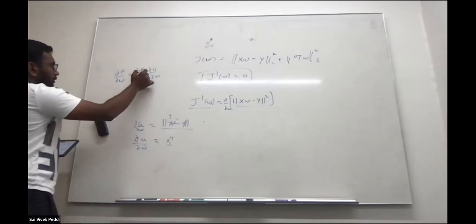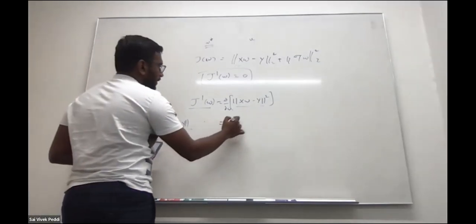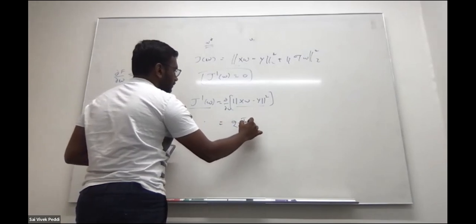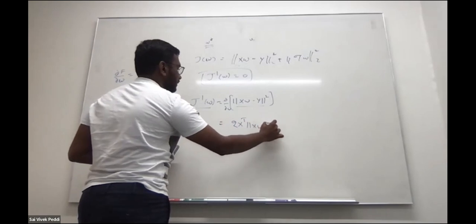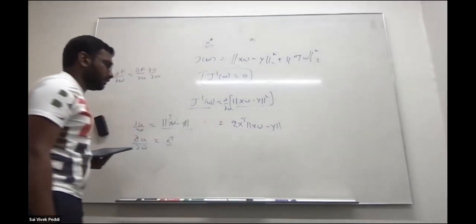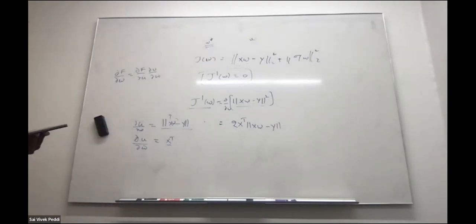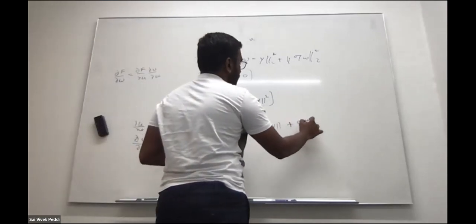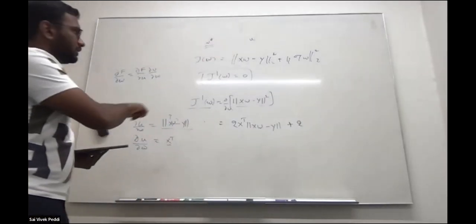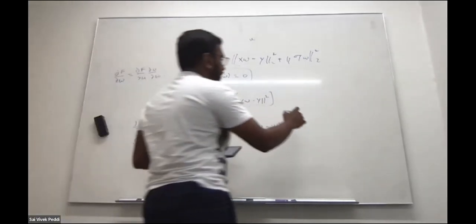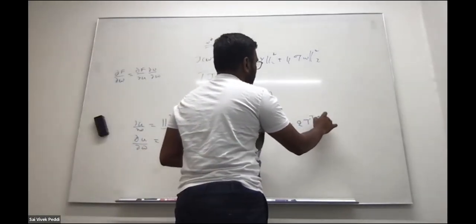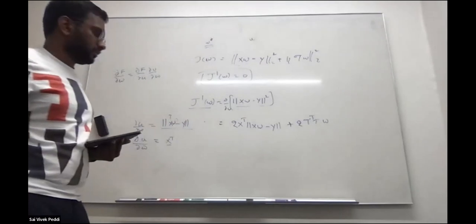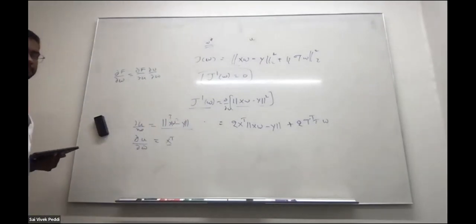And if I do dou f by dou u first, what will this become? This will become 2 into x transpose into (xw minus y). This is the first value. Now, what is the second value? Similarly, if I use the same strategy that I used here, this will become 2 into tau transpose into tau into w, right? Any questions?